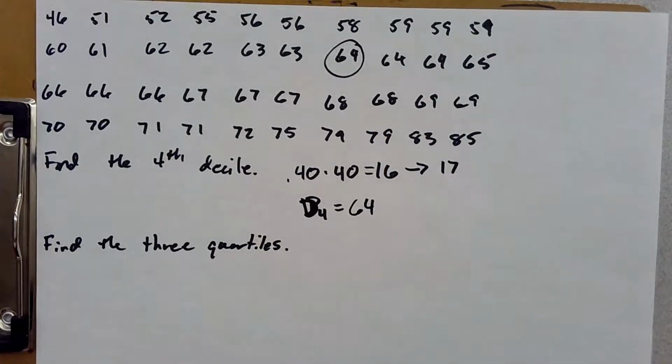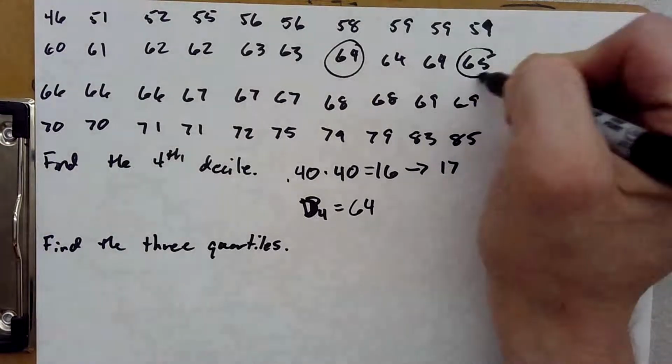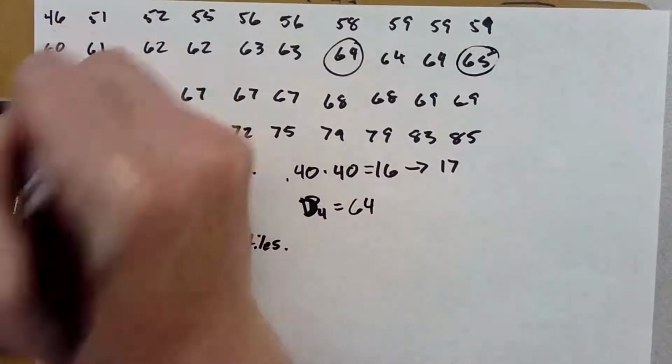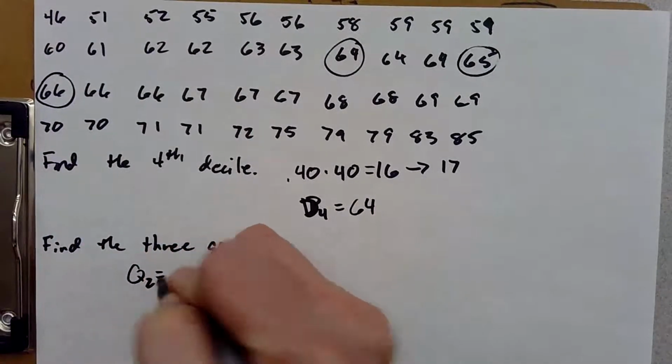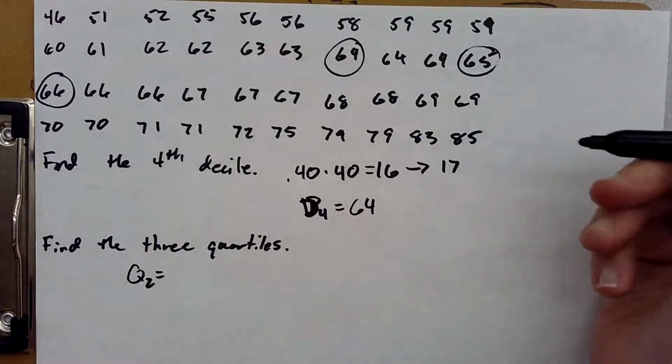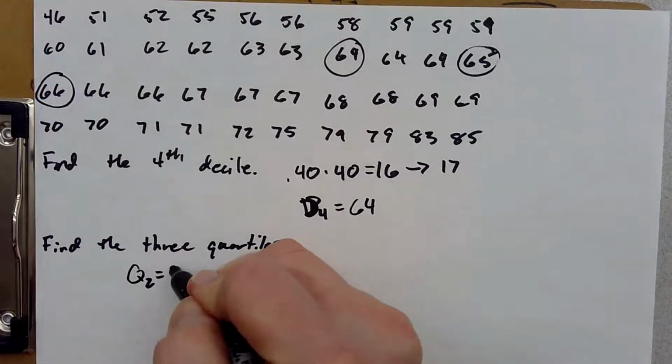Now we want to find the three quartiles. The quartiles are calculated differently. We find the median, and then the median of the stuff below the median, and the median of the stuff above the median. Well, the median is going to be the mean of 65 and 66. That's going to be Q2, which equals 65.5.